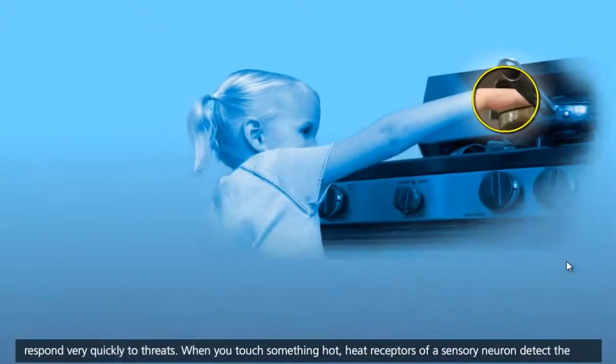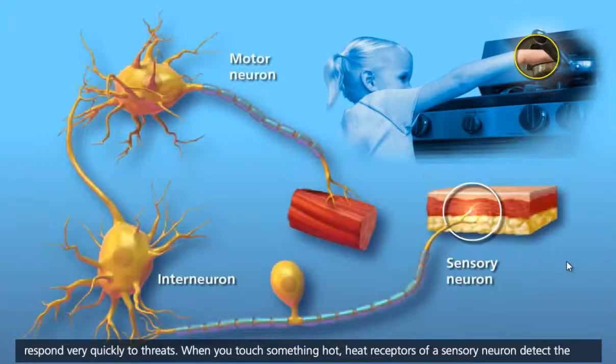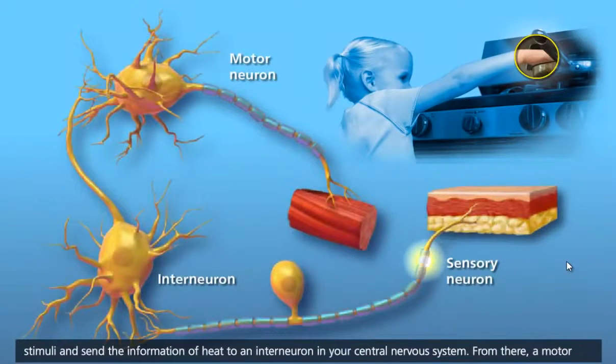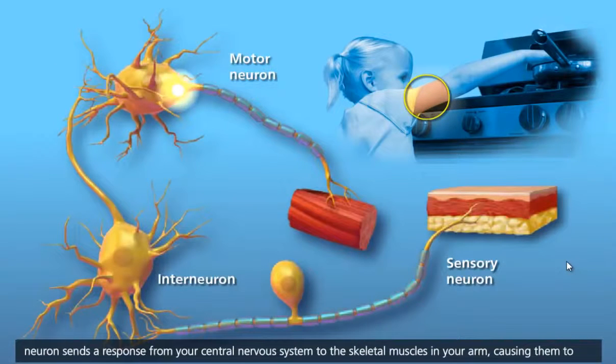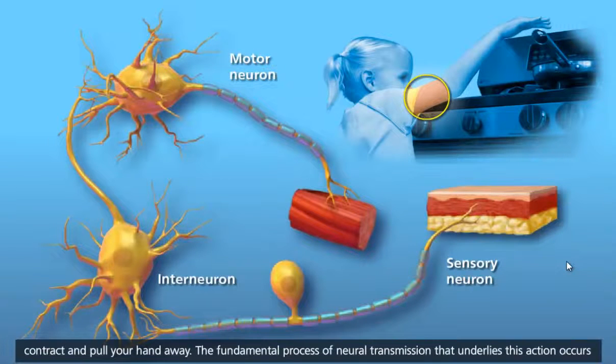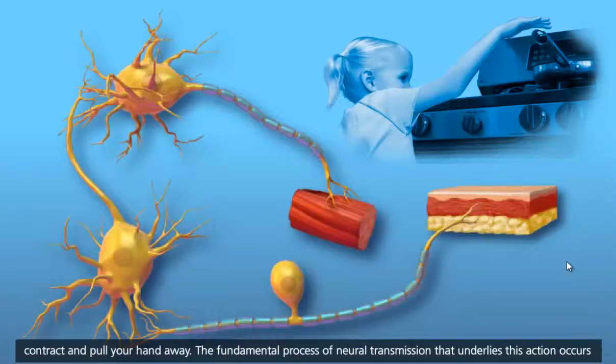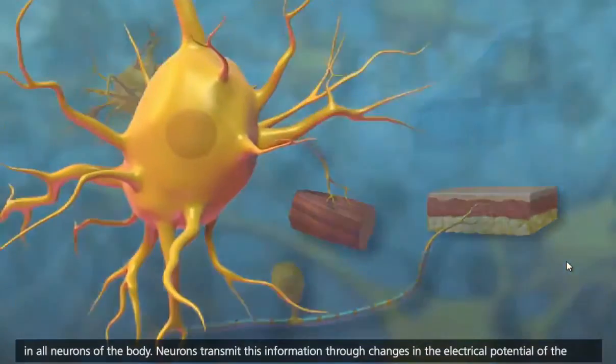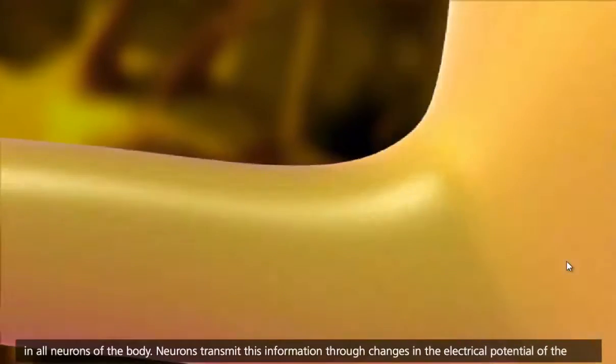When you touch something hot, heat receptors of a sensory neuron detect the stimuli and send the information of heat to an interneuron in your central nervous system. From there, a motor neuron sends a response from your central nervous system to the skeletal muscles in your arm, causing them to contract and pull your hand away. The fundamental process of neural transmission that underlies this action occurs in all neurons of the body.